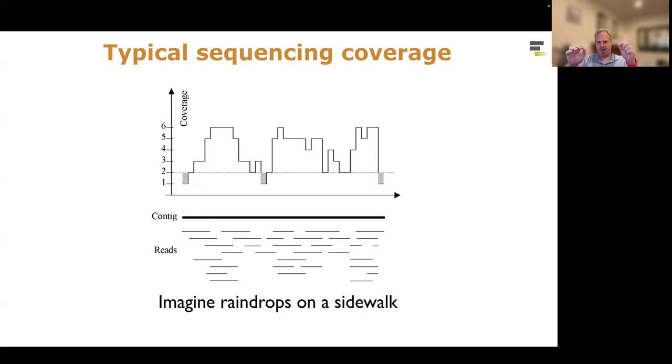And then as the second one falls, it's unlikely that those two raindrops will touch or connect to each other. But eventually, with enough raindrops, there'll be enough water that the whole sidewalk will start to get filled in. And with enough rain, enough coverage, eventually everything will be wet. Everything will be touched through this process. So the goal here is to do this oversampling, and then hopefully everything will be well covered along our genome.